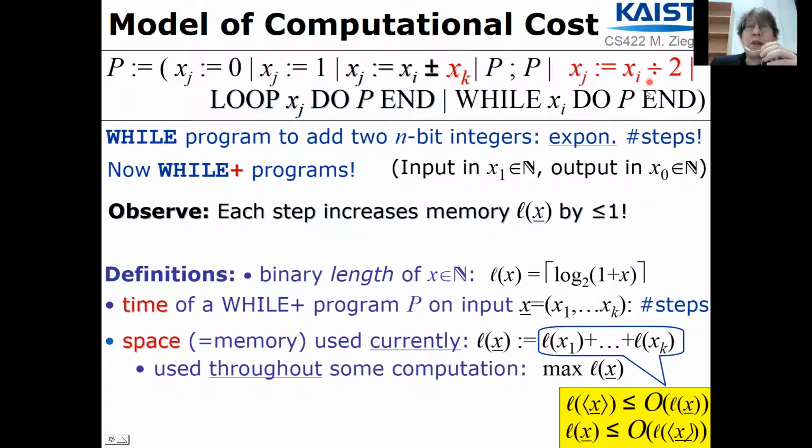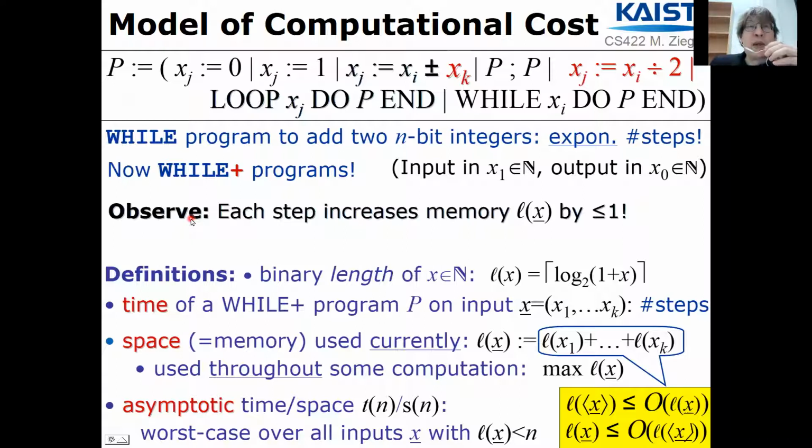All other operations either do not change the value or decrease the value. And the worst that can happen in one step of increasing the value is doubling and thus increasing the binary length by 1. So in the worst case, each step can only increase the memory consumption by at most 1 bit. That's important to keep in mind because, for example, it means that any while-plus program running in polynomial time, making at most a polynomial number of steps, will also only have a polynomial amount of memory, polynomially more than the initial data, which also uses some memory, but we're not going to charge for that. So an important consequence of this observation is that any while-plus program that runs in polynomial time will also use at most a polynomial amount of memory, a polynomial number of bits.